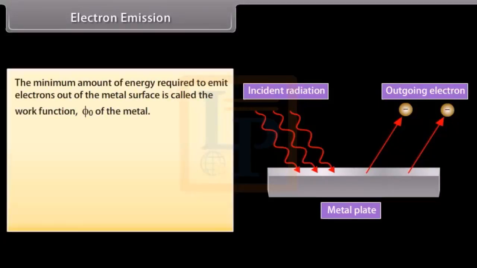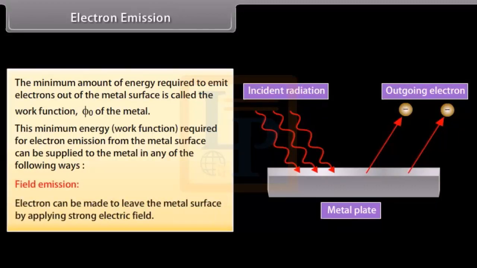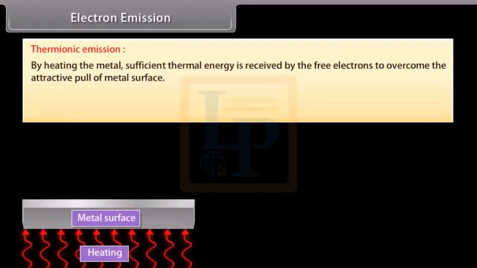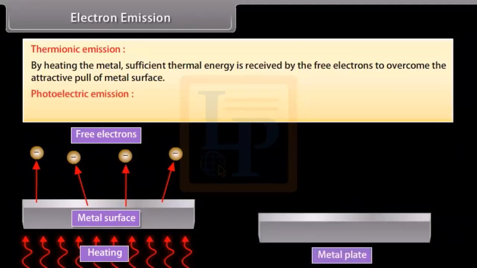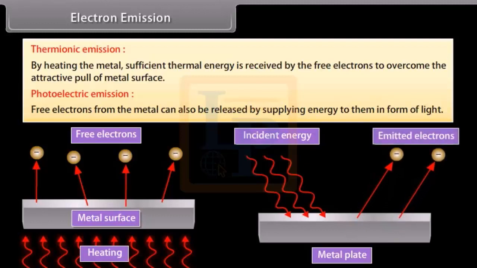The minimum amount of energy required to emit electrons out of the metal surface is called the work function, phi0, of the metal. This minimum energy, the work function, required for electron emission from the metal surface can be supplied to the metal in any of the following ways. Field emission: electrons can be made to leave the metal surface by applying a strong electric field. Thermionic emission: by heating the metal, sufficient thermal energy is received by the free electrons to overcome the attractive pull of the metal surface. Photoelectric emission: free electrons from the metal can also be released by supplying energy to them in the form of light.